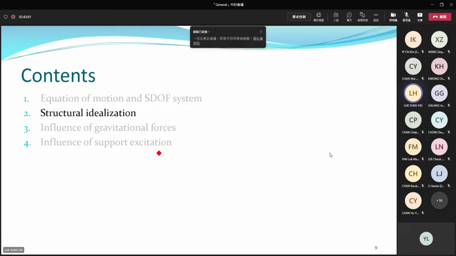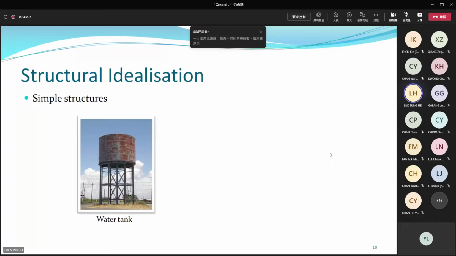Next, I would like to let you know how to formulate our equations. After knowing some basic background, it's good to take a look at how we can formulate a problem. It's also good to see the difference between static and dynamics. Why don't we start from simple structures?